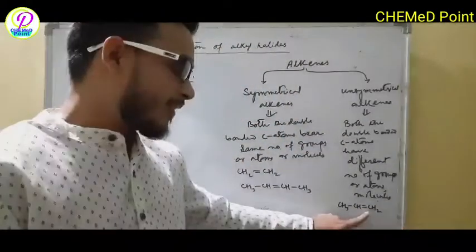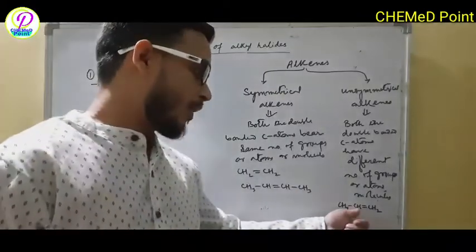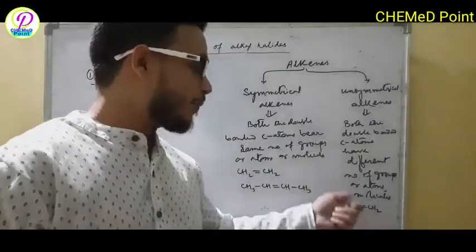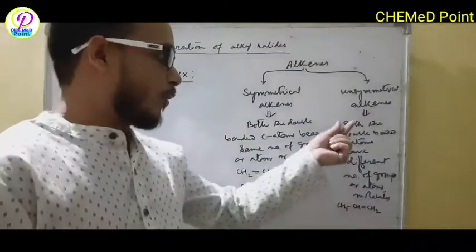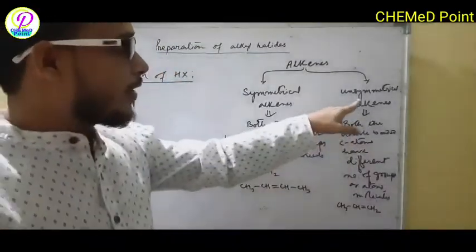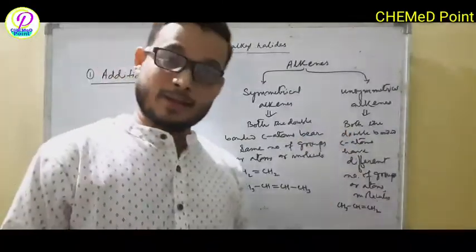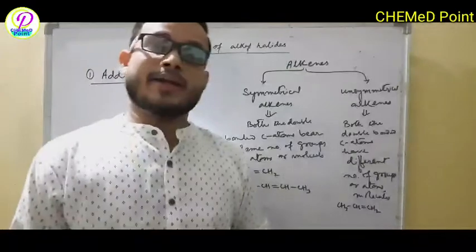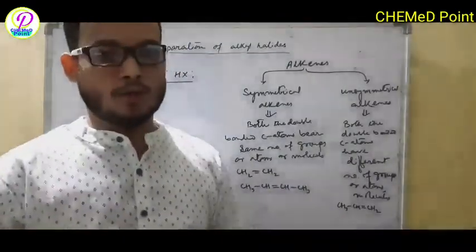Here you see this carbon atom has only two hydrogen atoms, but this carbon atom has one methyl group and one hydrogen atom. That's why this molecule is an unsymmetrical alkene. So you see, unsymmetrical alkenes are those in which both the double bonded carbon atoms bear different numbers of groups or atoms or molecules.